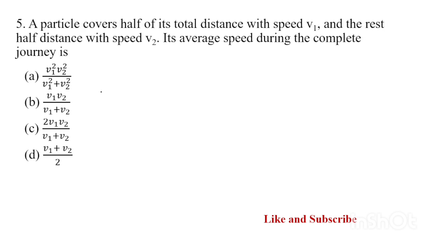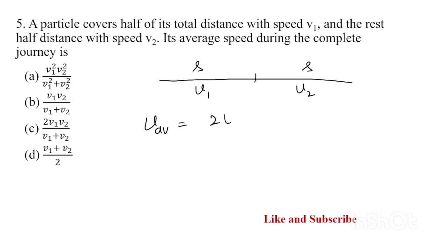Now question number 5. A particle covers half of its total distance with speed v1 and the rest half with speed v2. Its average speed? Now for equal distance, the formula for average speed is 2v1 v2 upon v1 plus v2. So the correct option is C.